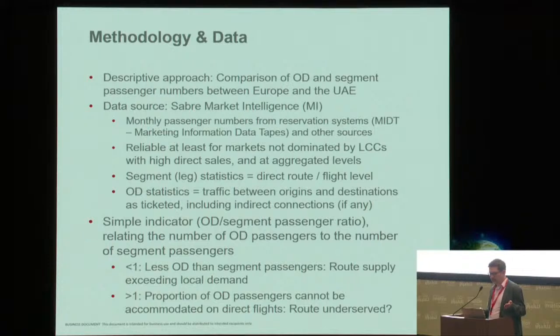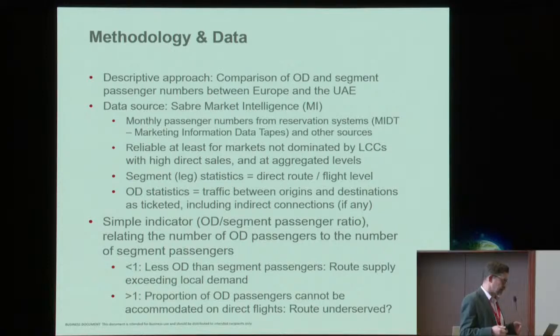And if there are more OD than segment passengers between 2 points, one could argue that not all OD passengers could have been accommodated on direct flights, so this may be an indicator, if it is drastic, that the route may be underserved. So if you have many, many more OD passengers between 2 points, but hardly any direct flights, in this case one could argue the route is underserved and there might be scope for direct flights.